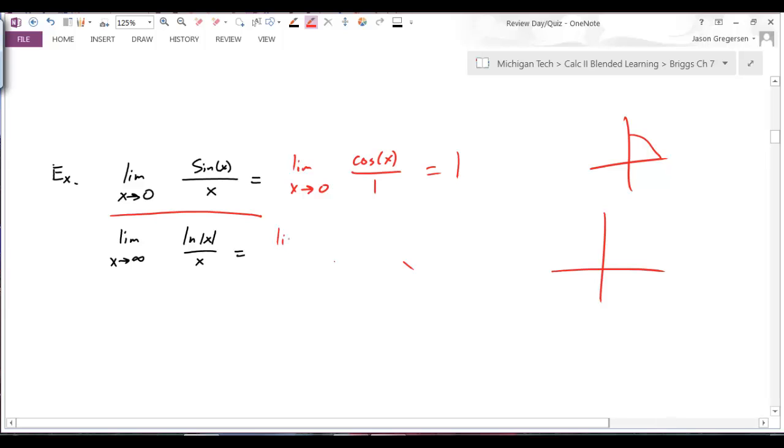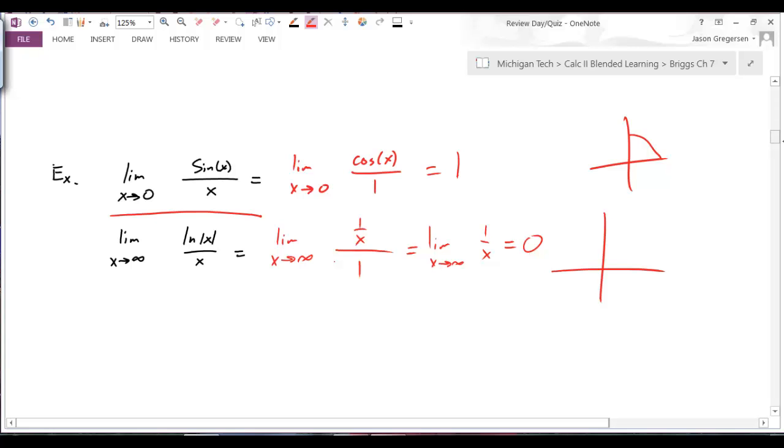So instead of taking this limit, I just take the limit of the derivatives. The derivative of natural log is 1 over x, and the derivative of x is 1. So this is really the limit as x goes to infinity of 1 over x, which is what? Zero. As x goes to infinity, 1 over x goes to 0.